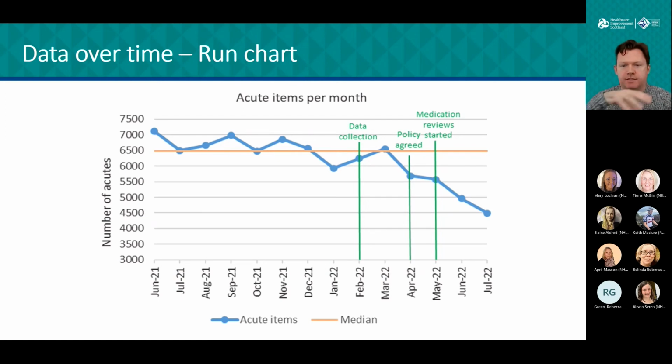So if we move on to the next slide, we've got some data over time, a run chart that's annotated with some of the activities that took place along their improvement journey. So again, we had a good run-in with baseline data, set a median. February was the first workshop and the data collection exercise, and then the policy being agreed and the medication review start. And we can see that downward trend in acute items.